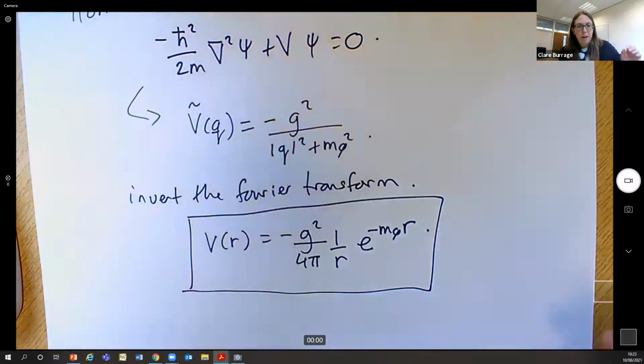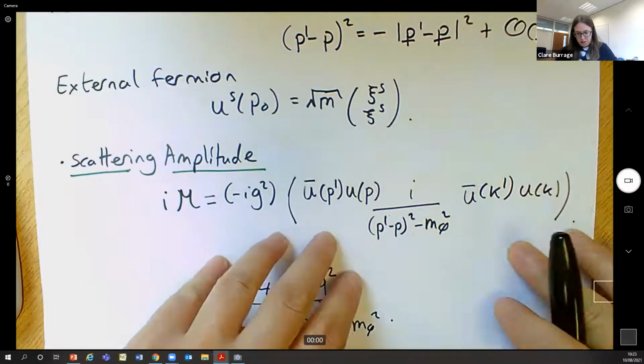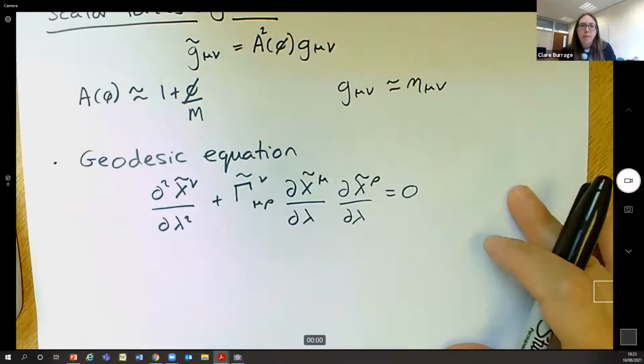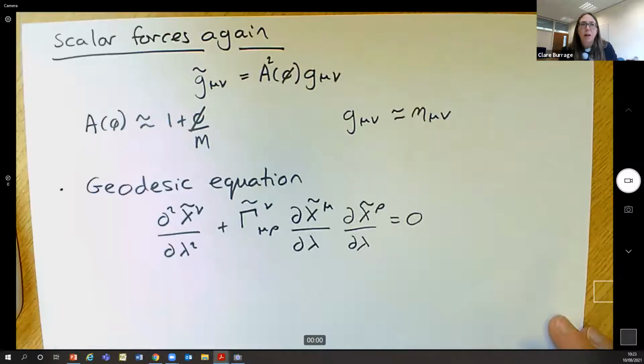Okay, so before we get into the details of doing that, though, we're actually going to recover the same result in a different way. Again, very quickly, very schematically, just to see how that calculation goes.